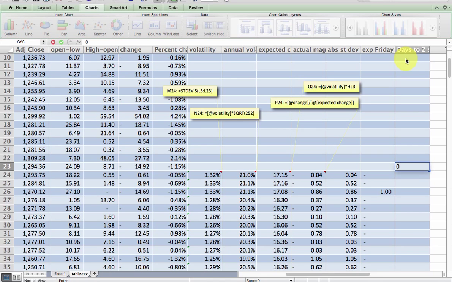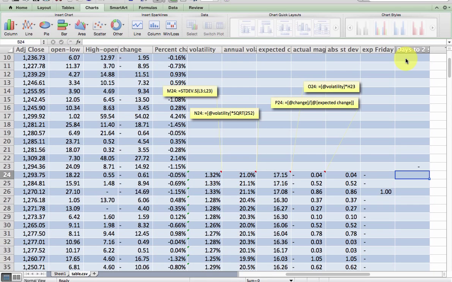I'm going to seed this in with a 0 just so the formula sort of makes sense when it copies down. All right, and what we want to do here is mark each two standard deviation movement day, all right, with the number of days that preceded it.